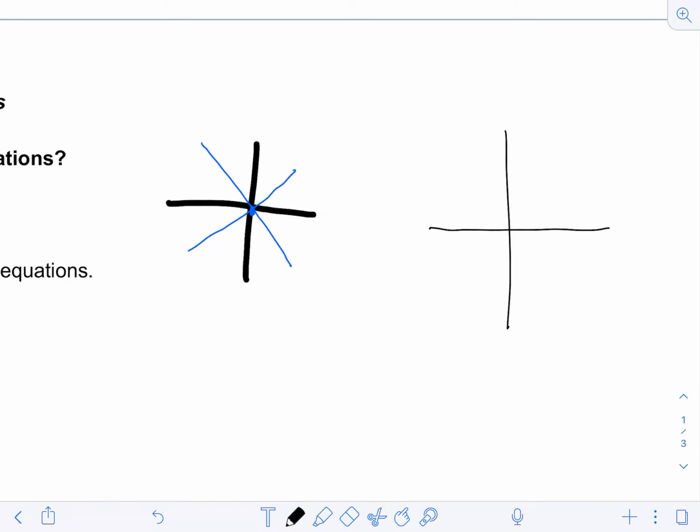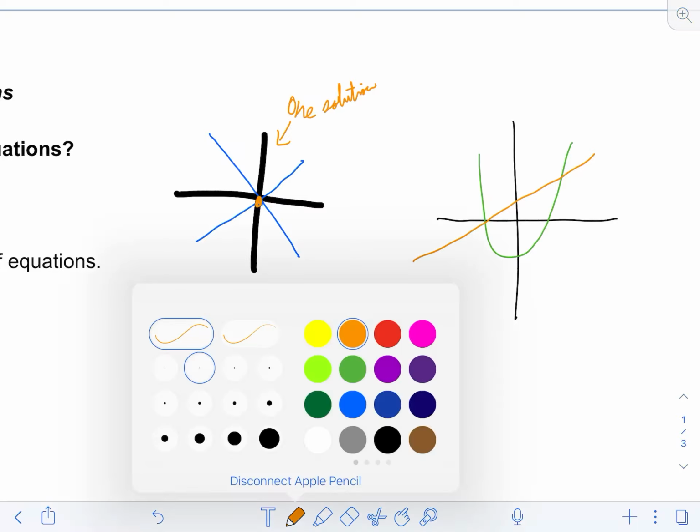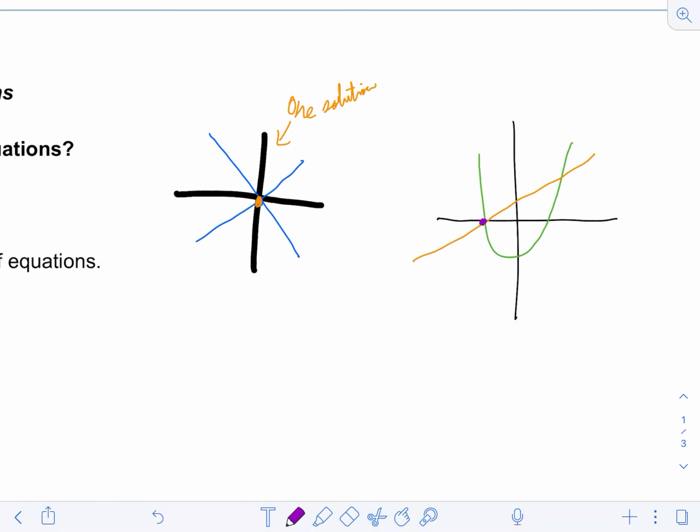What if instead we've got something a little bit more complex? Maybe we've got one that looks like this and another one that looks like this. Well, if we think about solving a system of equations, just like this one has one solution, because there's one point where they intersect, here we have two solutions. And we can find out where those solutions are.